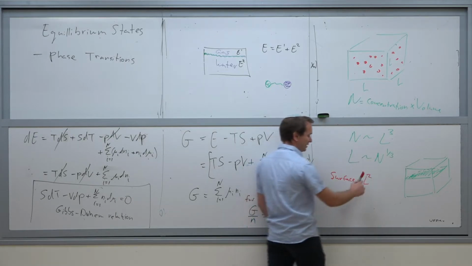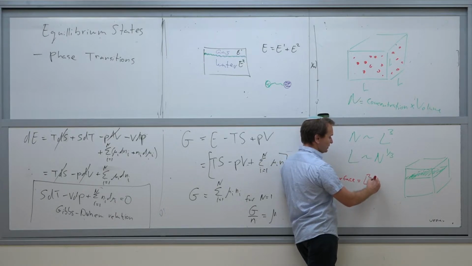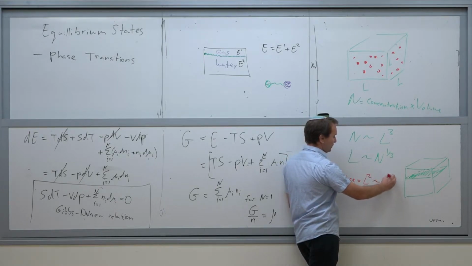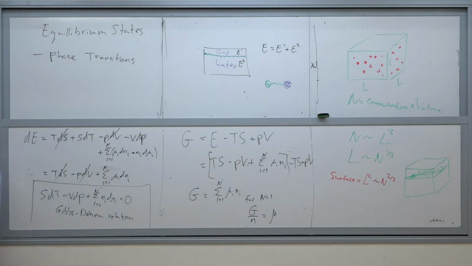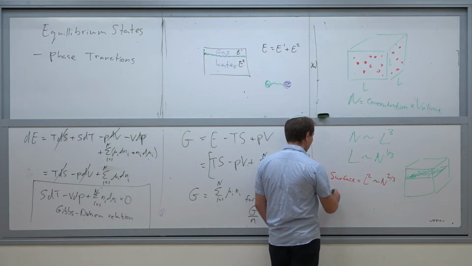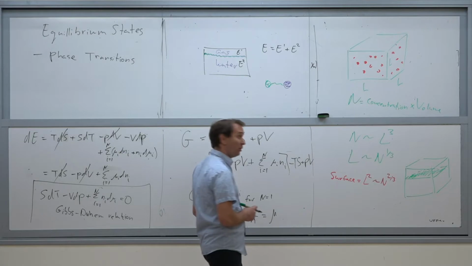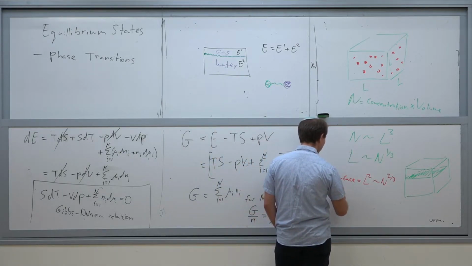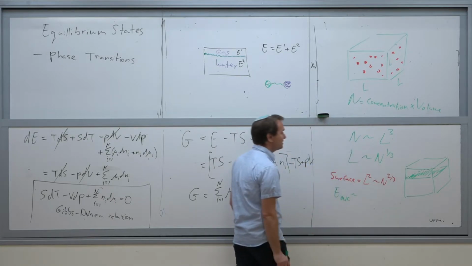L squared. Since L goes as n to the 1/3, L squared goes as n to 2/3. Okay, and here the claim: the energy in the bulk is proportional to the volume, or proportional to the number of particles. So E bulk goes as n.